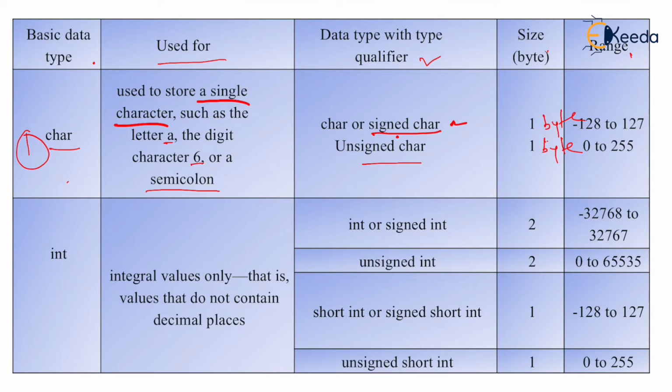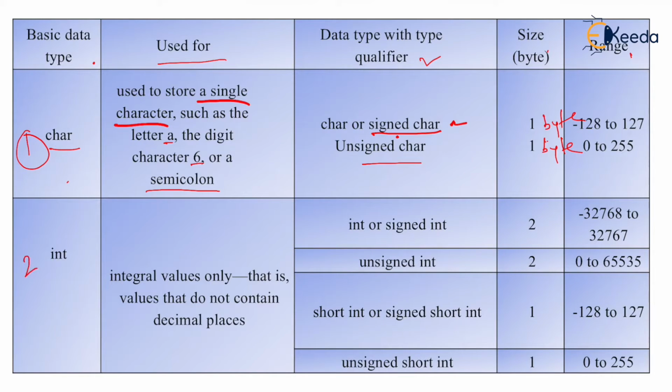Next, the range for the character is minus 128 to 127 for the signed char. Range means the maximum character value which you can provide. And for unsigned char, it can be 0 to 255.